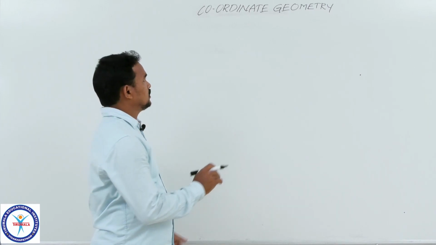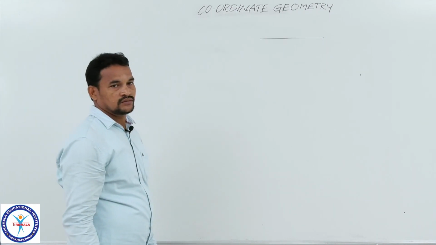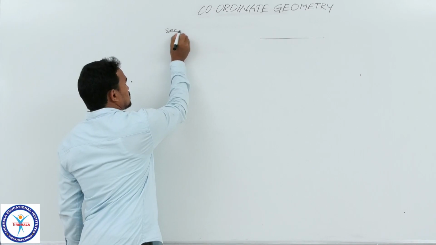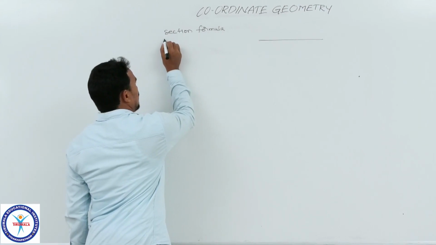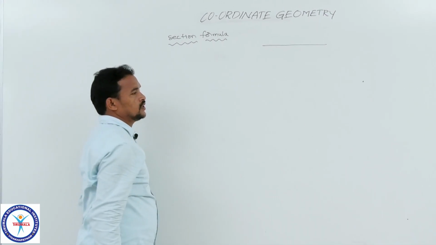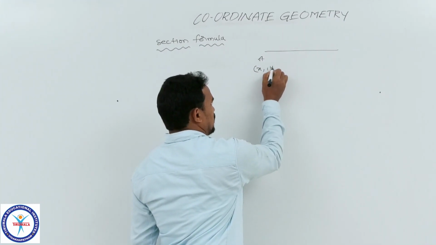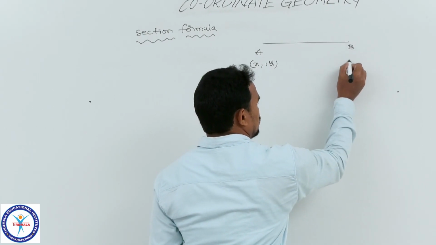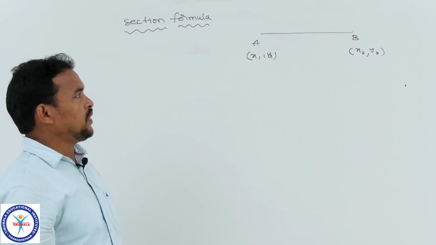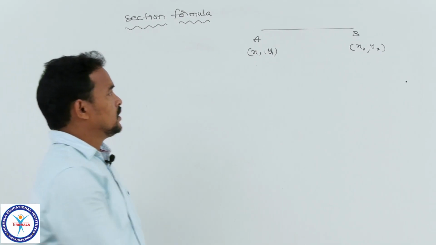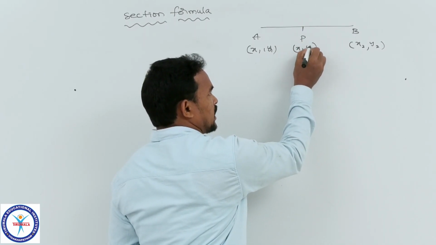Now here see, the section formula. Which is the section formula? Now we will discuss the section formula. If A is one point, that is x1 comma y1, and B is another point, that is x2 comma y2. The point P can divide the line segment. The point P, its coordinates are x comma y.